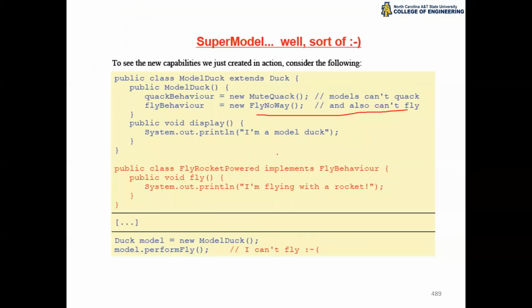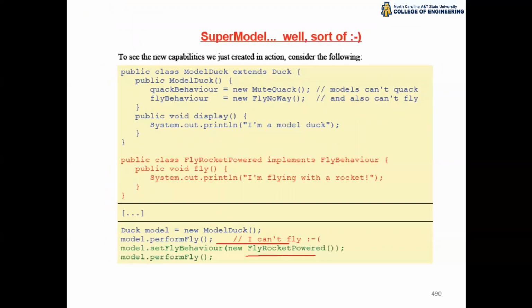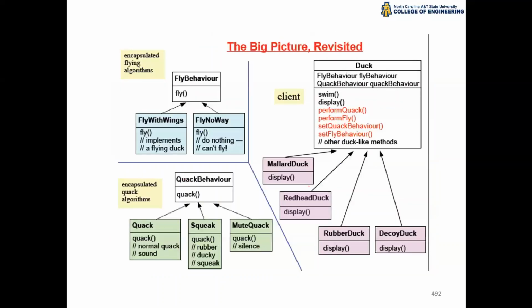You see, we added two things, two behaviors here, set fly behavior and set quack behavior. So here's a new fly rocket power. Then your model performs fly, you see, I'm flying with a rocket. So now it's implementing this one. It's not flying, now it's flying with a rocket. So it changed the behavior during the runtime.